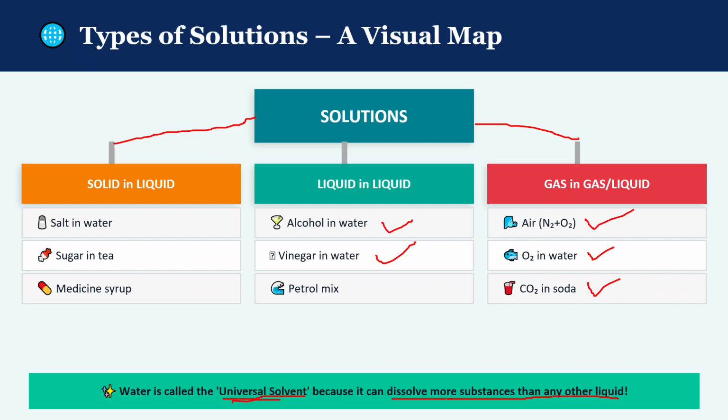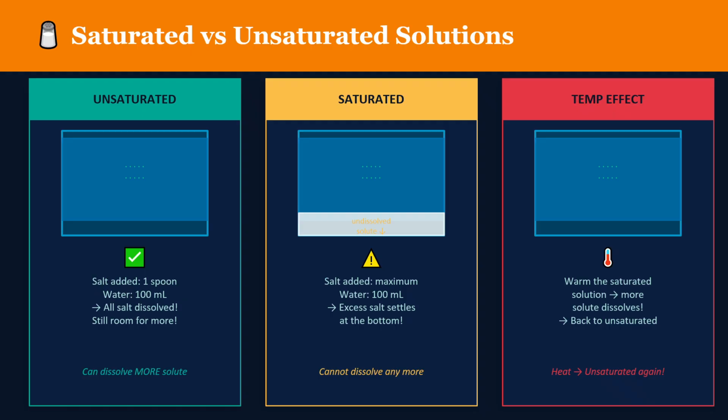So, now let us imagine another situation. Suppose you add 1 spoon of salt to water and it dissolves. You add another spoon and it also dissolves. This type of solution is called an unsaturated solution. That means more solute can still dissolve in it.